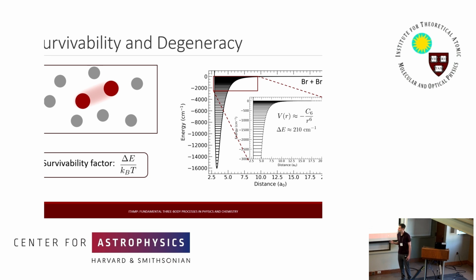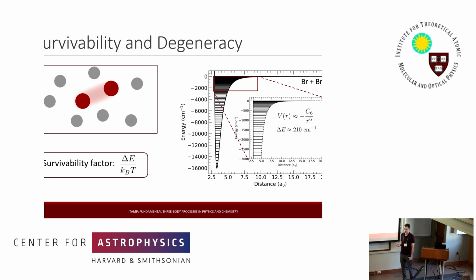And typically, the products that are formed by three-body recombination are formed in really weakly bound states. And so they're susceptible to being dissociated, which goes off as the temperature of the gas. But they could also get de-excited into more deeply bound states. And so we have to attach this survivability factor so that we can compare with the experiment, which goes off as 1 over the temperature. So the hotter things get, the less likely it is to survive. And it also depends on this delta E.